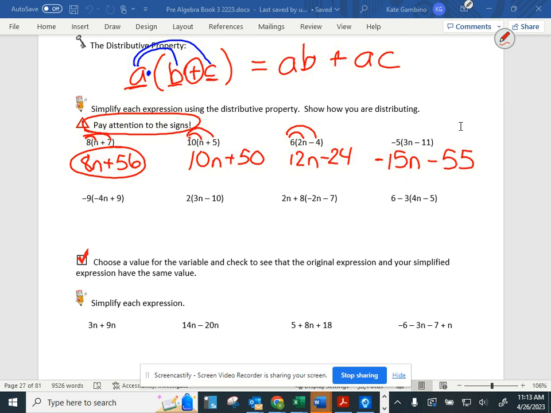No. Why not, Chance? Because there's a subtraction sign, that would go with the 11, so then it would end up as a positive 55. So we have negative 5 times negative 11. Negative times a negative is a positive. Okay, so when it says pay attention to the signs, remember if it's a minus 11, it means it's negative 11.